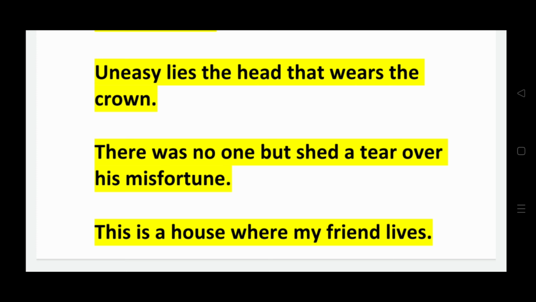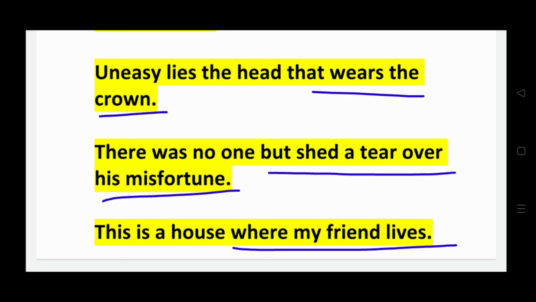Uneasy lies the head that wears the crown. In this sentence, noun is head. What kind of head? That wears the crown. There was no one but shed a tear over his misfortune. The adjective clause, but shed a tear over his misfortune. This is a house where my friend lives. Noun is house, and what kind of house? Where my friend lives. And here the adjective clause begins with relative adverb where my friend lives.